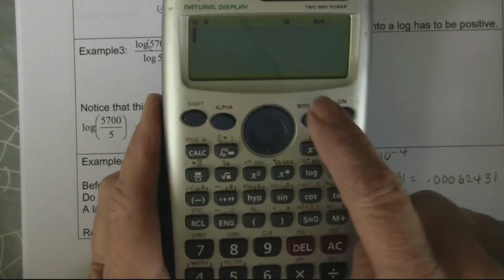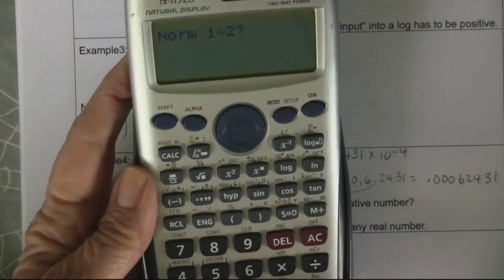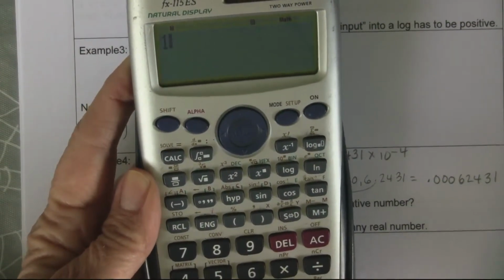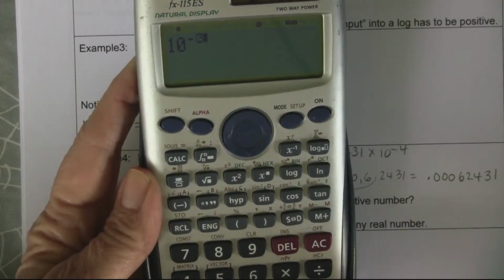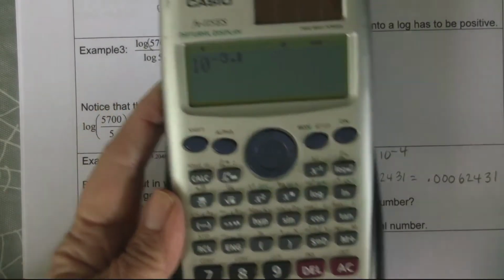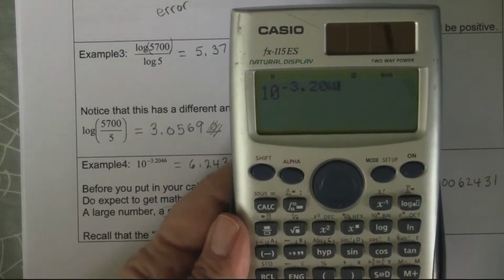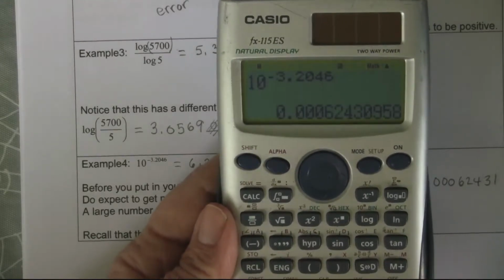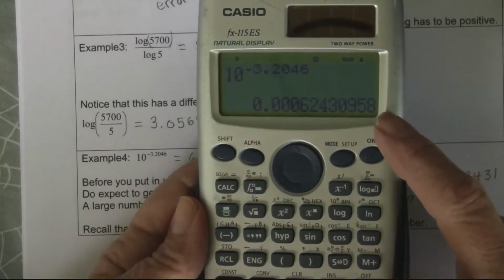no, it's setup. Setup and normal number 2. And then try it again. 10 raised to the negative 3.2046. And then my calculator gave it to me in regular notation.